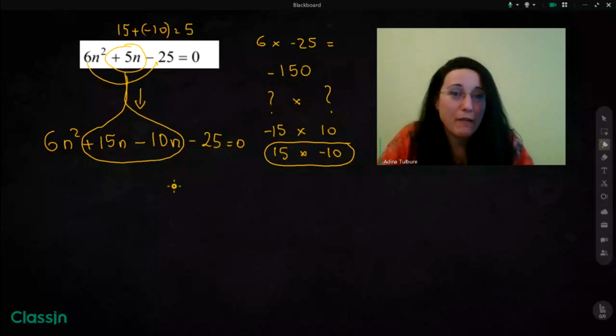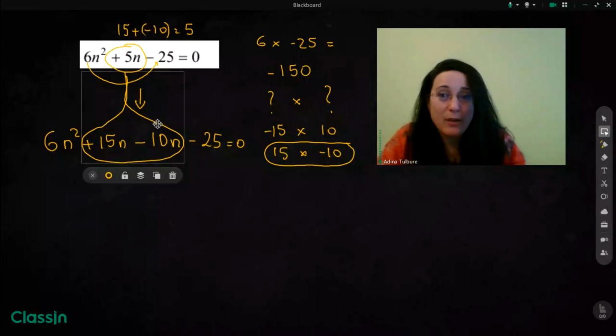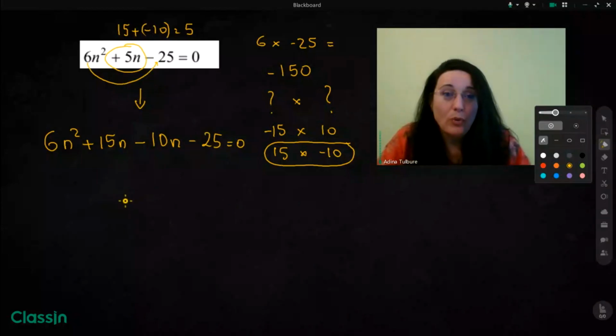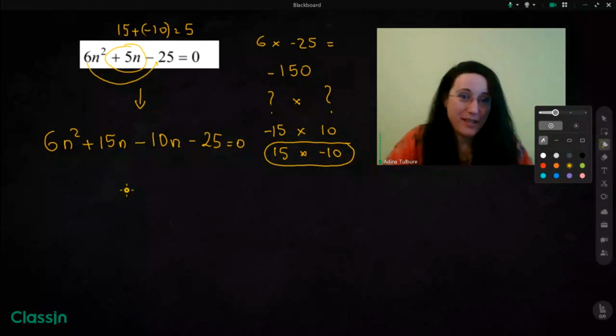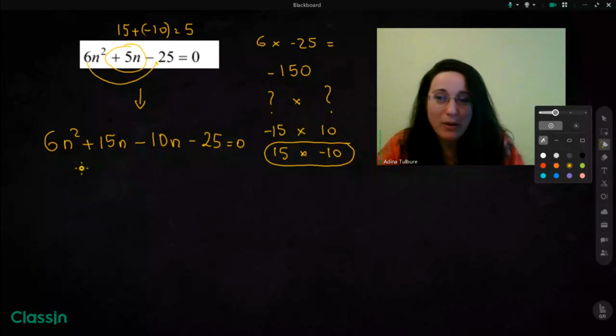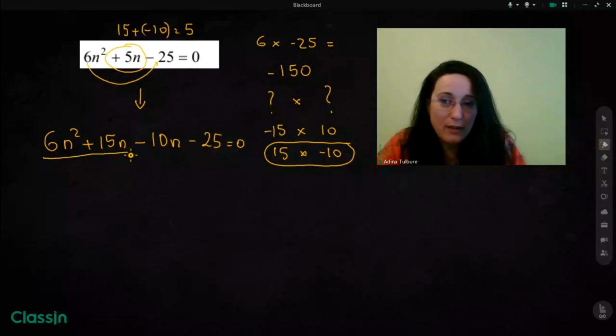So my 5n became 15n minus 10n. Why did I do that? I did it because I wanted to find a way to factorize pieces of this equation, if you want to say so. Okay, so let's look at the first one here.